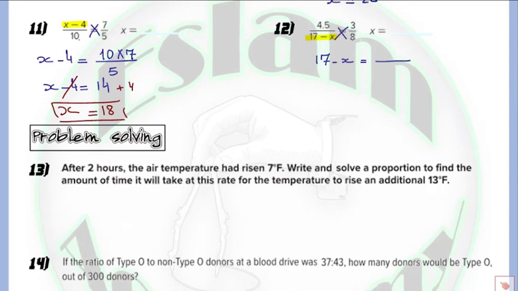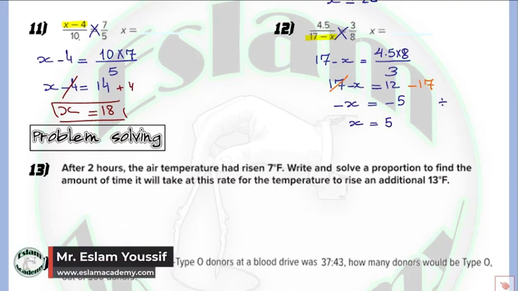The number which is opposite to 17 minus x will be written down, and up will be 4.5 multiplied by 8. By solving the question, you will find that 17 minus x is equal to 12. Because 17 is positive, I will subtract 17. So we have negative x equal to negative 5. From that, we can say x is equal to positive 5, because we divide both sides of the equation by negative 1. x is equal to positive 5.